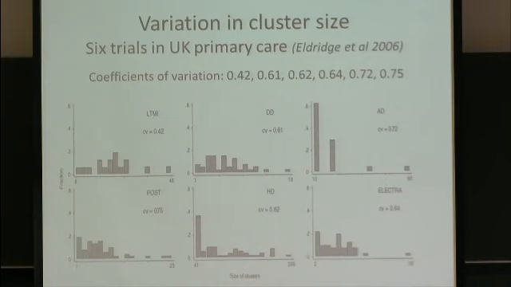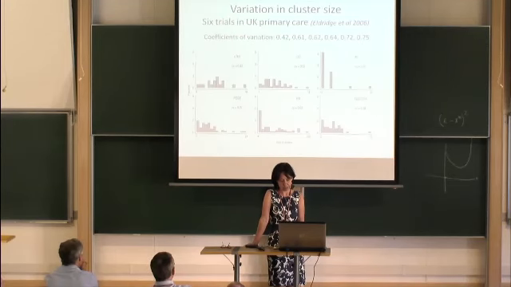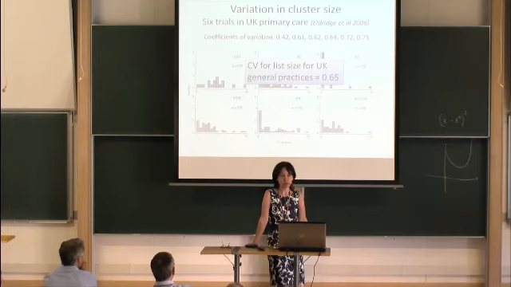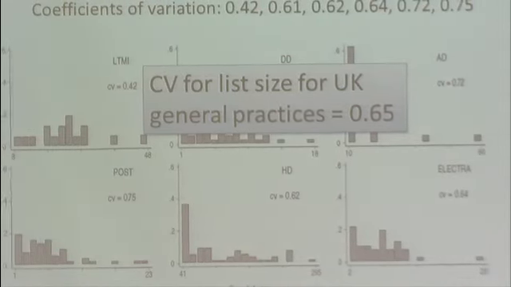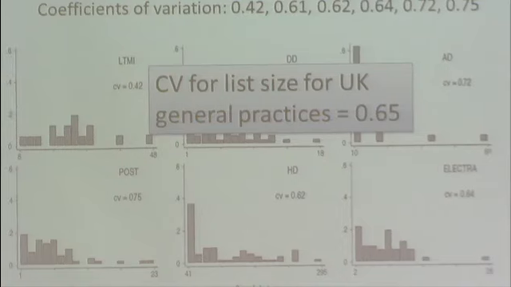They vary between 0.42 and 0.75, and actually if you look at the coefficient of variation of cluster size of UK general practices, and these trials are all based in UK general practices, the overall coefficient of variation is in fact 0.65. So in some of these trials the variation was slightly less than you might expect, and sometimes it was slightly more. But 0.65 would seem a reasonable guess at the coefficient of variation of cluster size for trials randomising general practices.